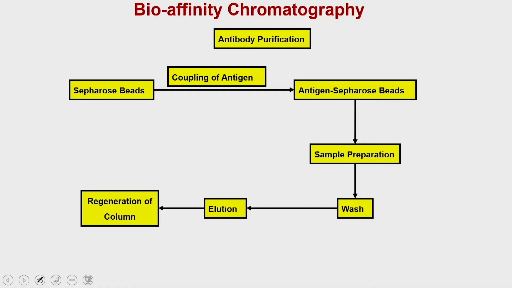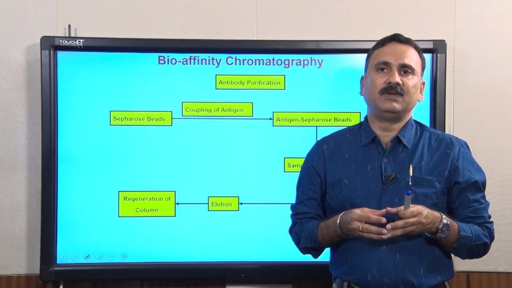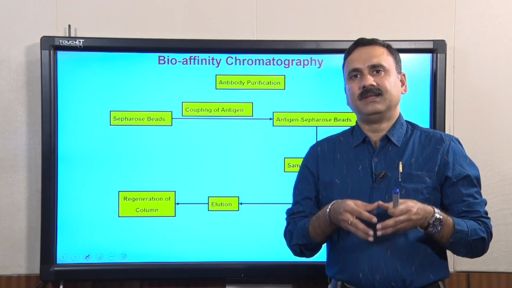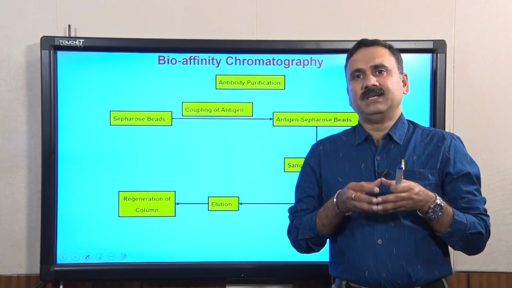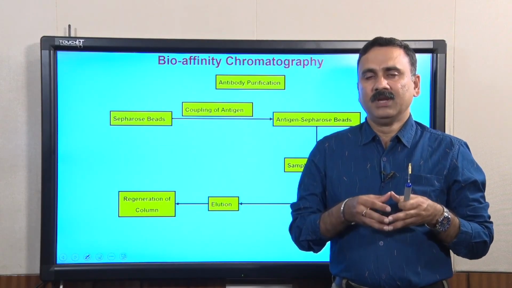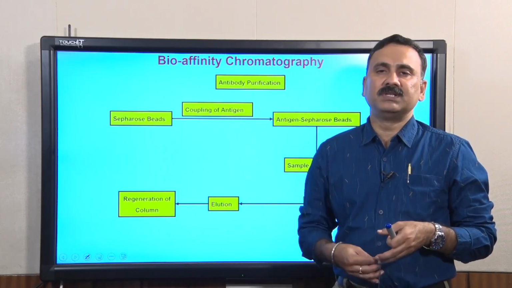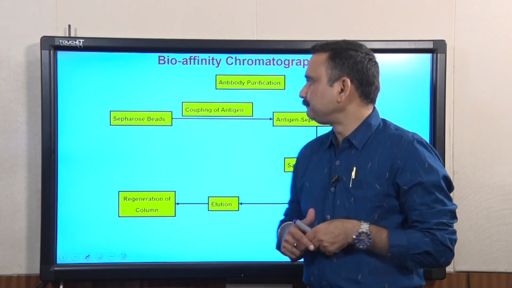So, in the bioaffinity chromatography we have taken two examples. One example is where you can use the bioaffinity chromatography to purify the antibodies, and the second example we have taken is to use GST and GSH as a pair. So, we will start with the purification of antibody using the affinity chromatography.